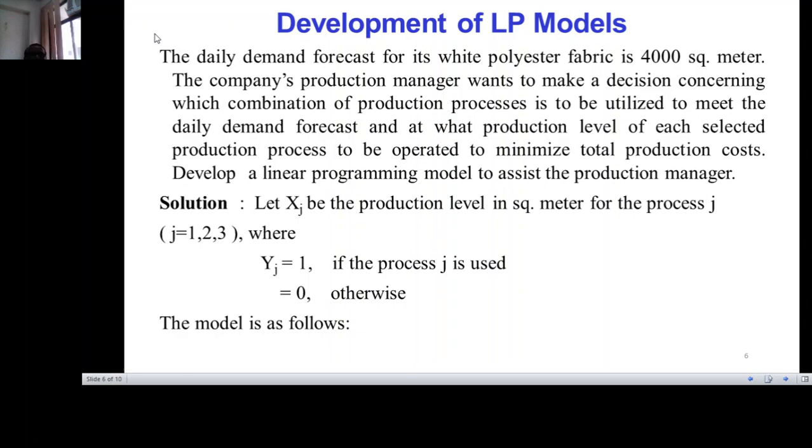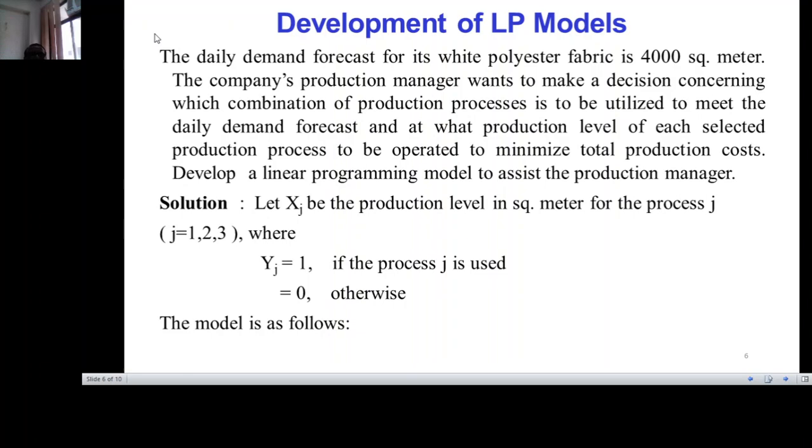So, we say let Xj be the production level in square meter for the process j, and j is equal to 1, 2, 3. There are 3 processes. So, for each process we say that Xj is the production level, and Yj is equal to 1 if you are using a process j, or 0 if it is not used. If you are using the process, then we say Yj is equal to 1. If you are not using the process 1, then Yj is equal to 0.